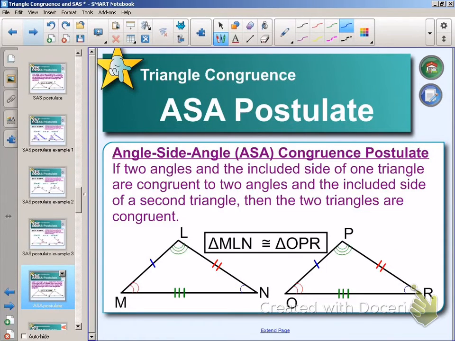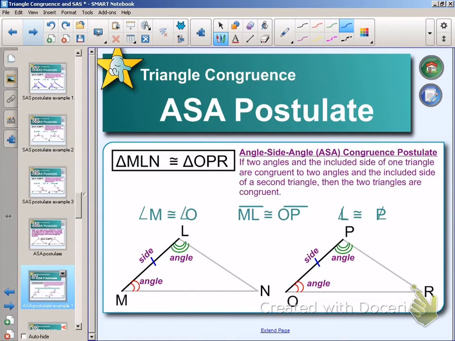The angle side angle congruence postulate. If two angles and the included side of one triangle are congruent to two angles and the included side of a second triangle, then the two triangles are congruent. So here's our example of the angle side angle theorem. You see that we know angle L is congruent to angle P. We know that LM is congruent to OP, and we know that angle M is congruent to angle O. This is enough information to determine that two triangles are in fact congruent.